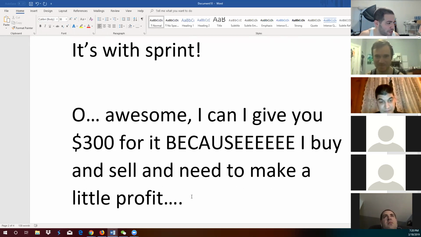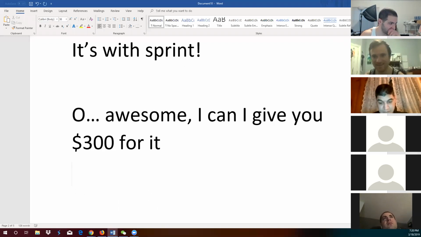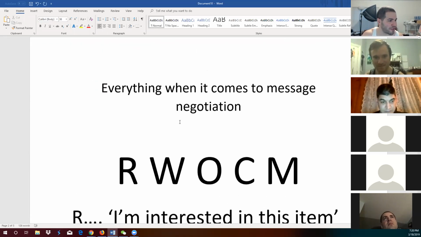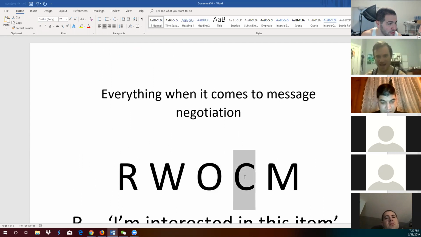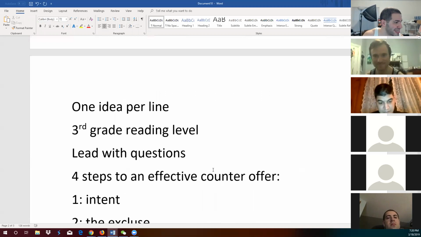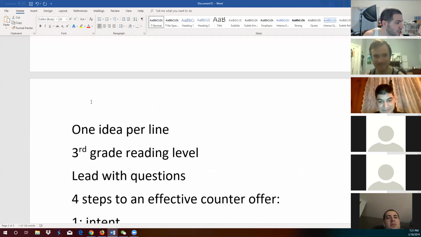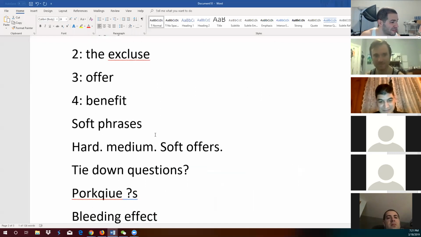So we make the offer, doesn't matter how high or low it is, and then we shut up. After we make the offer, they either accept it and we close them, and they say, all right, great, let's go for the meetup. If not, then we have to overcome their objections. The way we overcome their objections is one idea per message, leading by asking questions, and we're going to follow the 4 parts of an effective counteroffer.